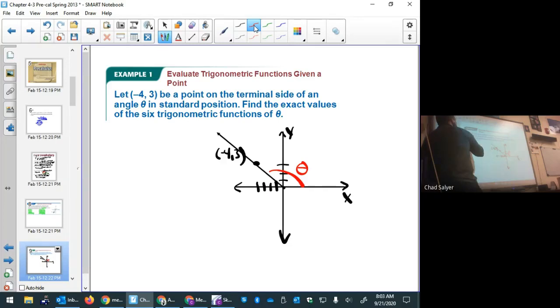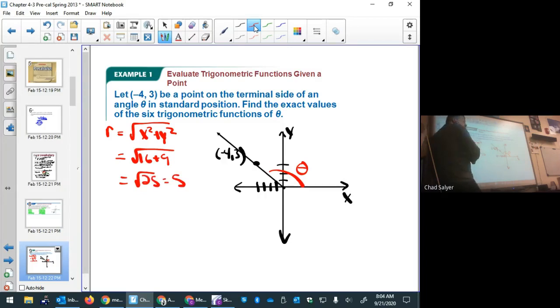First, let's find r. Remember, it's the square root of x squared plus y squared. So that's the square root of 16 plus 9, radical 25, equals 5. We're only concerned about the positive result here. It's distance.